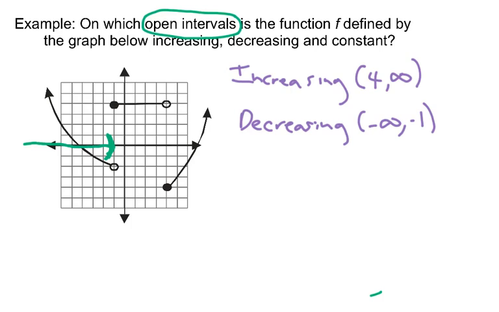Increasing on the interval from 4 to infinity, decreasing from negative infinity to negative 1. And then finally constant, and I hope this is slowly getting easier. As you look at this graph, again reading it from left to right, is there an interval over which the values of y are staying the same? Reading from left to right, between here and here on the x-axis, the y values are staying the same. And so it's going to be constant on the interval between negative 1 and positive 4.